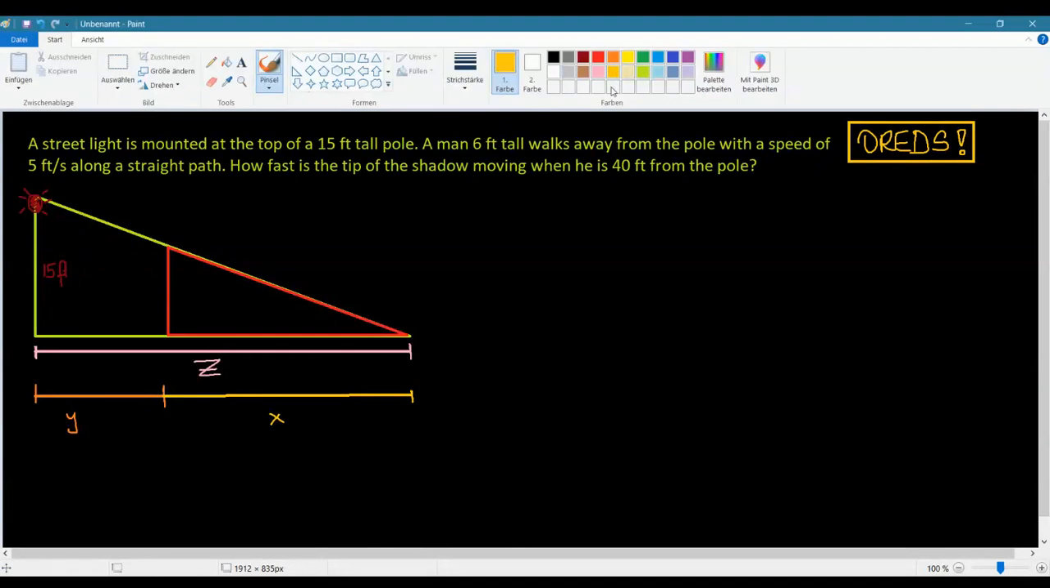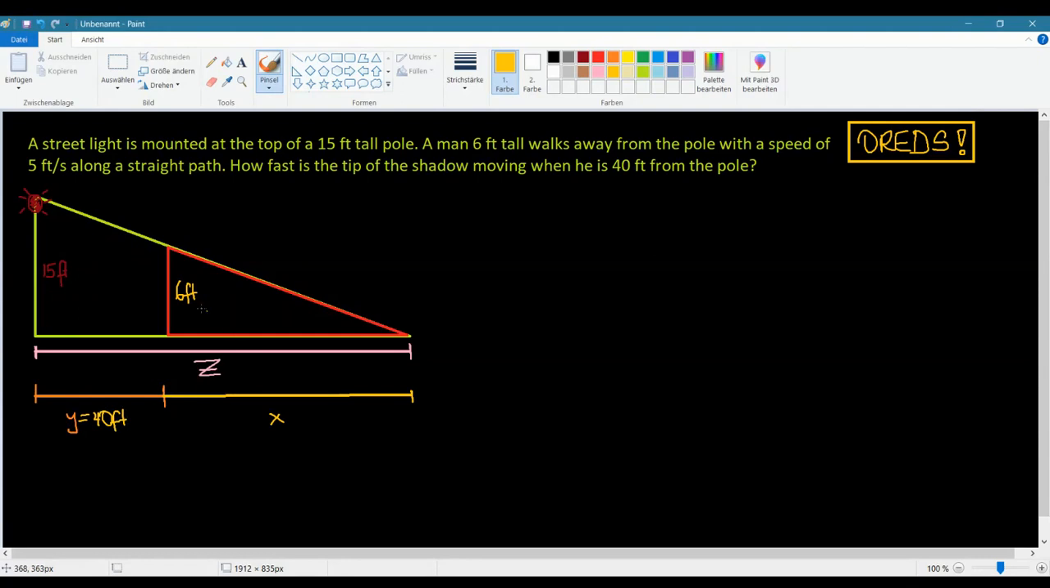What does that tell us? Well, this is the man. This is going to be the man 40 feet away. He's going to be 6 feet tall. So he's 40 feet away, right? Well, that means that this length right here is 40 feet. I'm going to say that length right here, I wrote it down underneath, is y. And that y equals 40 feet. Okay, so we know a couple things already.